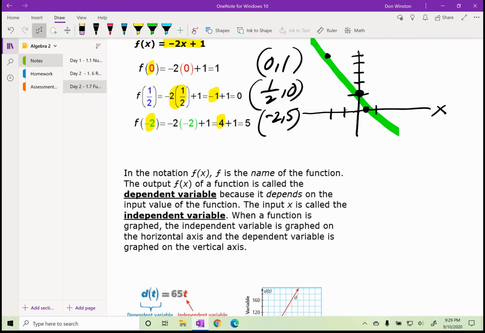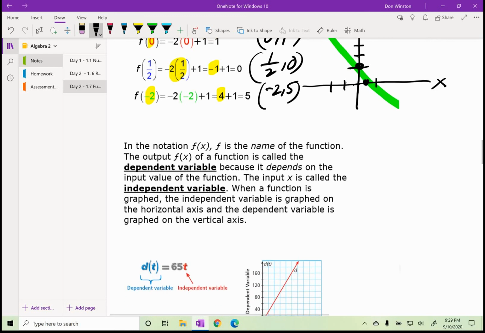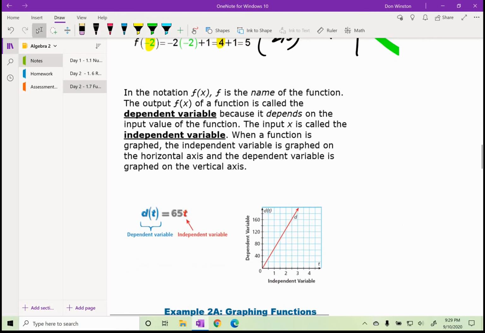In function notation, f is the name of the function. The output f of x or y is called the dependent variable because f depends on x. The input x is called the independent variable. When a function is graphed, the independent variable is always graphed on the horizontal axis. And the dependent variable, your y, is always graphed on the vertical axis, always.